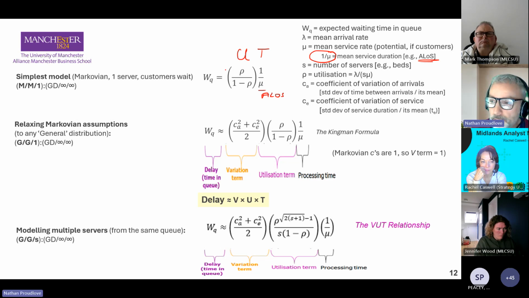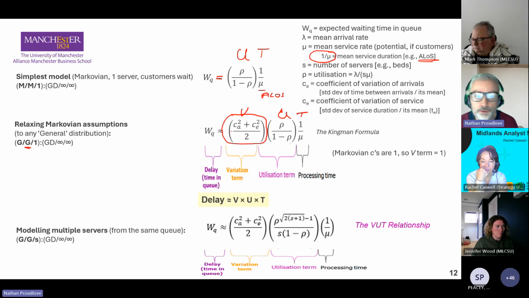It's implicit because it's making those assumptions. But it does give us a quick and simple exact answer. We can relax those assumptions to say, well, the arrivals might be any old distribution, and the services, the length of stays, might be any old distribution as well, by putting in this term here, a variation term. So the other terms are the same, something to do with utilization, something to do with the service time.